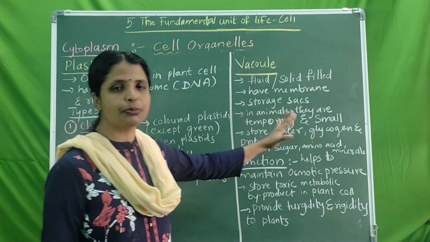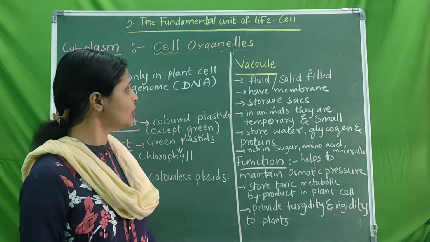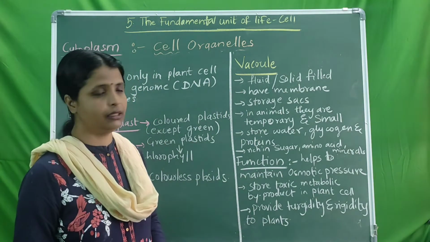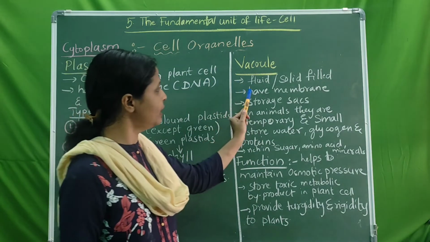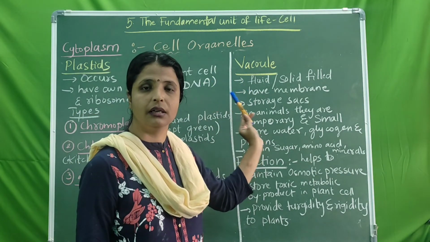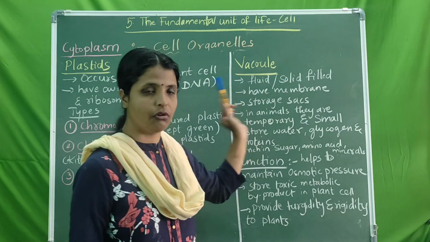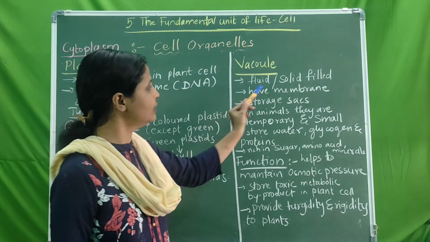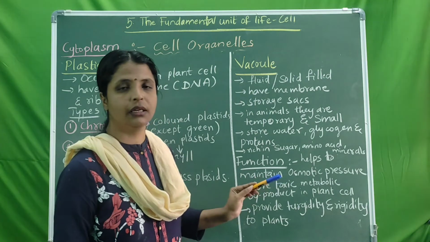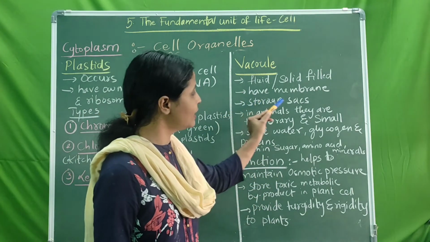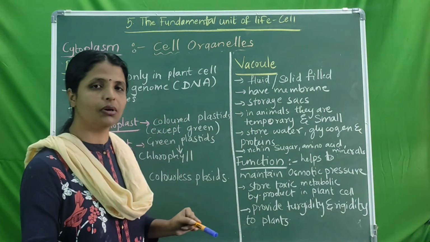Then moving to the last cell organelle, that is vacuole. So what is vacuole? Let's see. A vacuole is either completely fluid or filled with solid material. It has a membrane present. It is also known as storage sacs. Why is it called a storage sac?